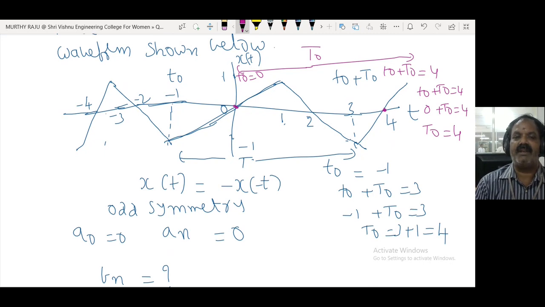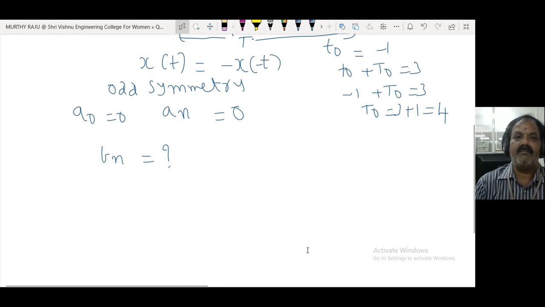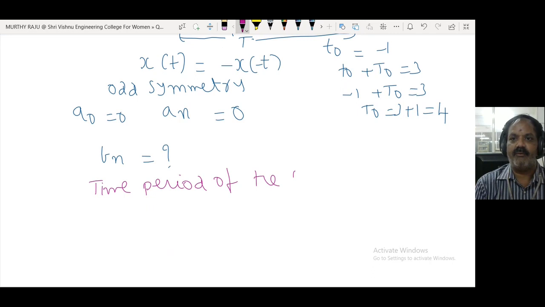So many ways the time period of the waveform is determined from this given waveform, or else here this is the t0 = -4, t0 plus T0 is 0. Therefore, in that way also the time period of the waveform is 4. The time period of the waveform T naught is equal to 4.